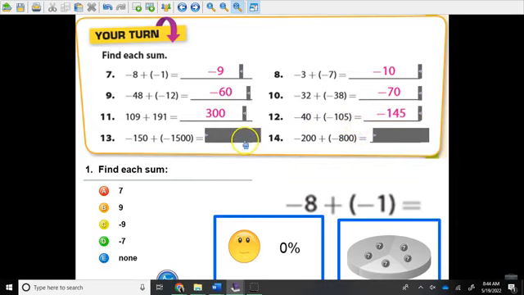My answer will be -145, class. So, -150 plus -1500. 150 plus 1,500 would be 1,650, and it will be negative since they are both negative. And last but not least, -200 plus -800. They're both negative. It will be -1,000.